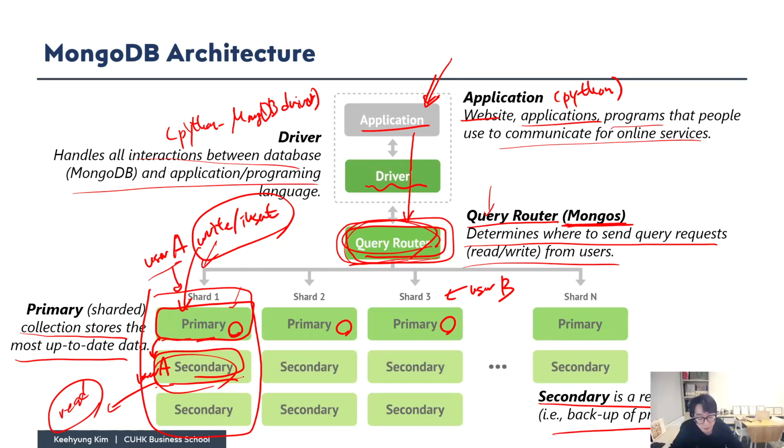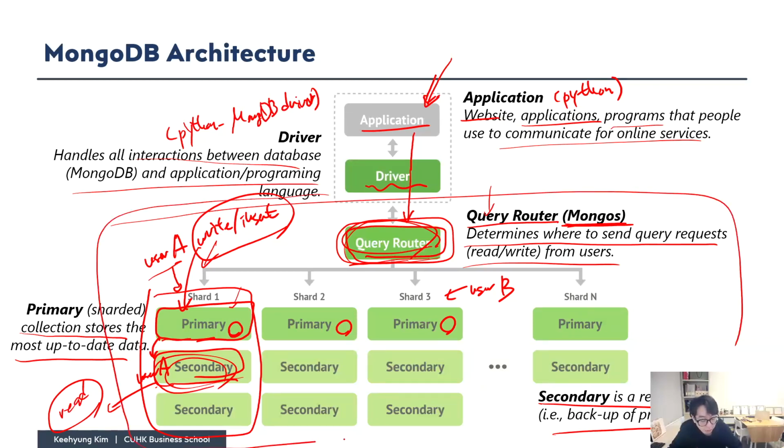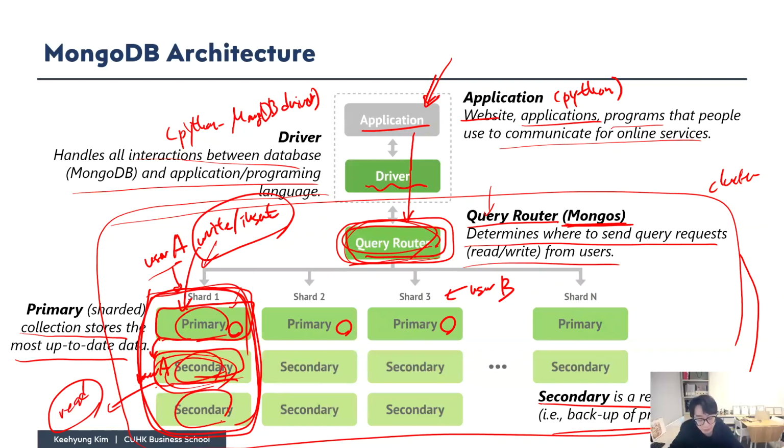Their request can be handled by secondary like this. So this is the basic framework. And we call this part, from query router to the primary and secondary, one cluster, basically. So you can think of this as a cluster of multiple servers, and each shard can have multiple servers too. So in one shard, there's a primary server, secondary server like this. So that's a basic MongoDB architecture.